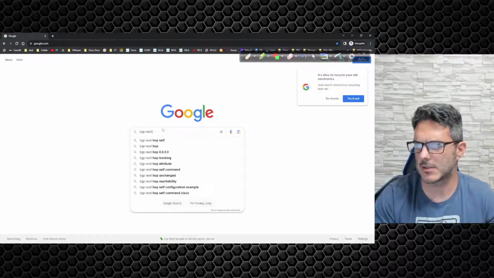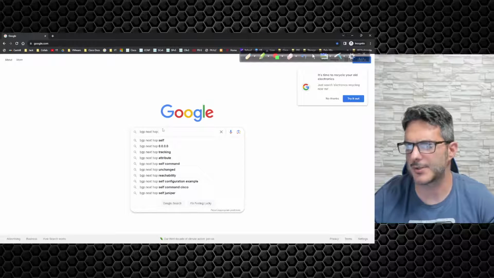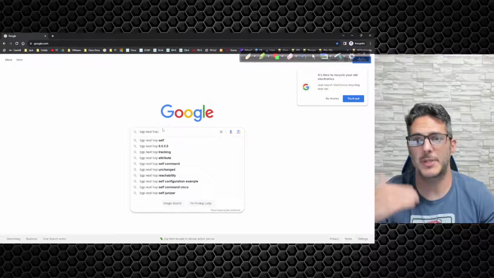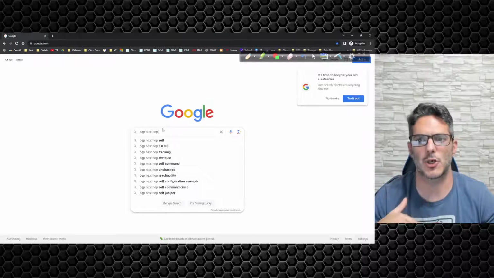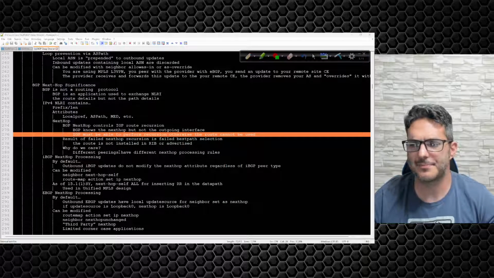BGP next hop unreachable. That's what it is. It'll show up as unreachable. If you do an output, it'll tell you it's unreachable, which means BGP has no way to recurse to that IP. So when you have situations like that, there's a couple different ways to fix it.